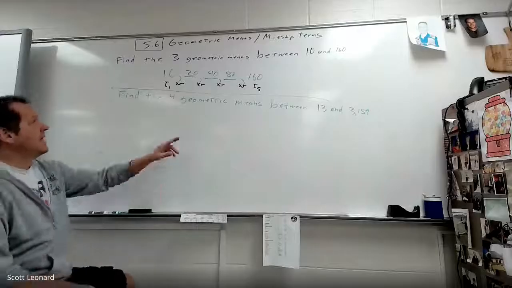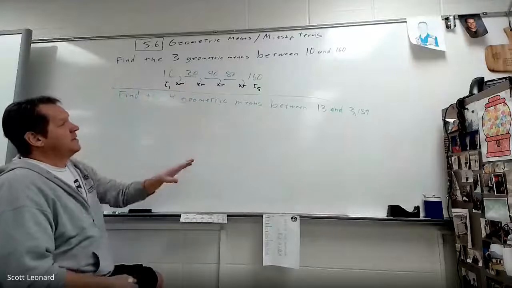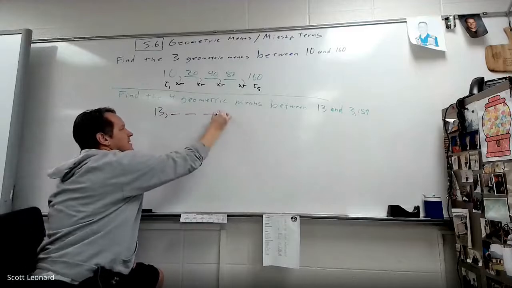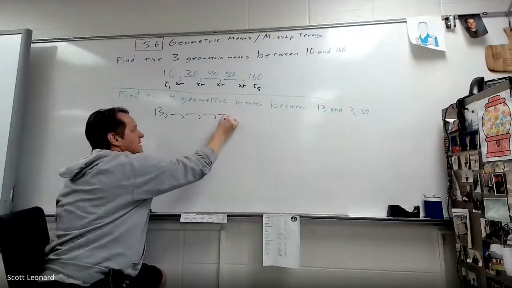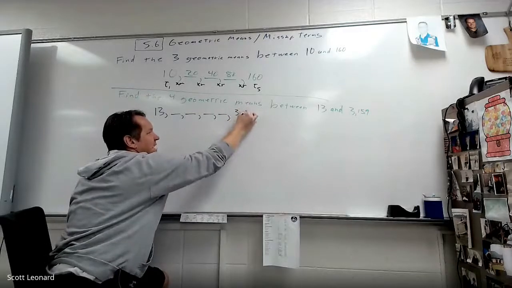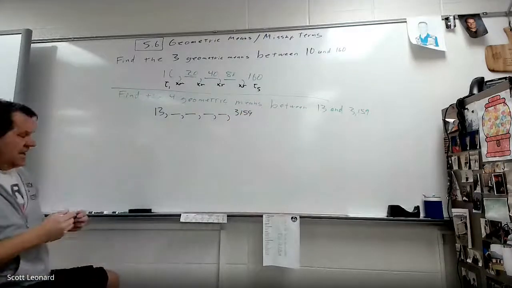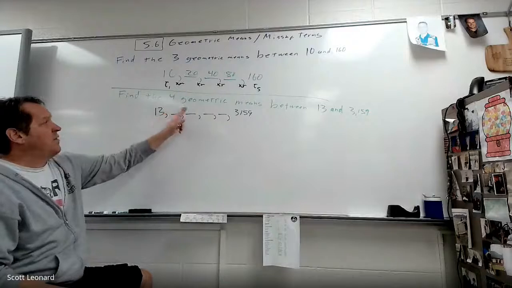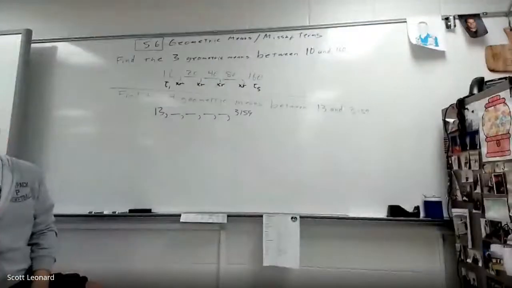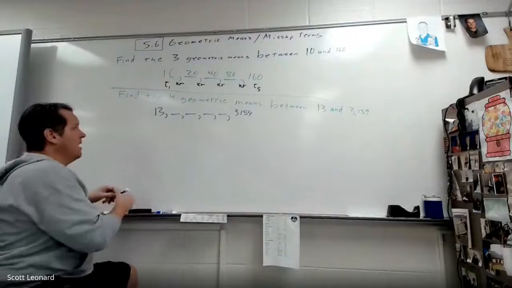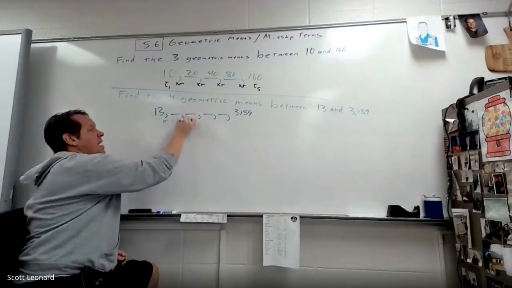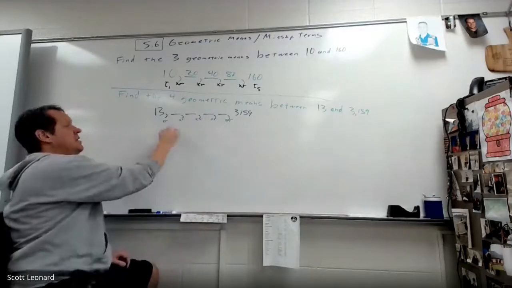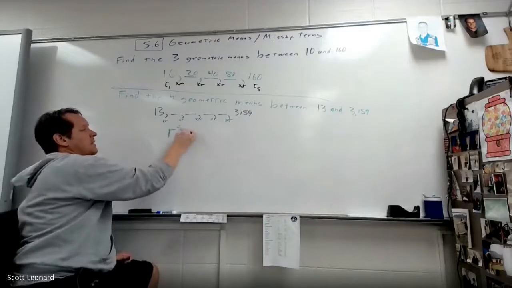All right. So unlike the last one, we're going to change the number of blanks between our numbers. This time I have 13 with 4 blanks. 4 missing numbers. Last number is 3,159. How many R values is it going to take me to get from 13 to 3,159 if I have 4 missing numbers? 5. Yep, 5 R values. We multiply by R, times by R, times by R, times by R, a total of 5 times. So we're going to have R to the 5th power.